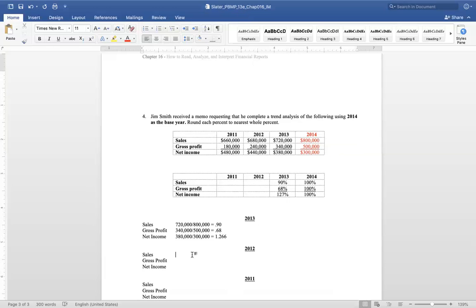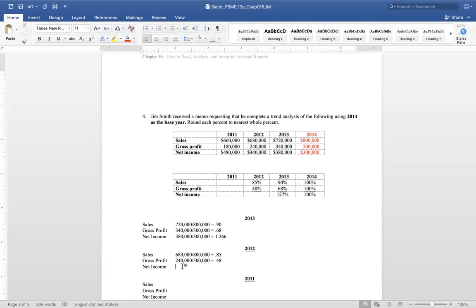So if we look at 2012, it had $680,000 in sales compared to the base year amount of $800,000. When you divide those out, you get 0.85. So converting that decimal to a percent is 85%. Gross profit in 2012 is $240,000 divided by the gross profit base of $500,000. You get 0.48, 48%.